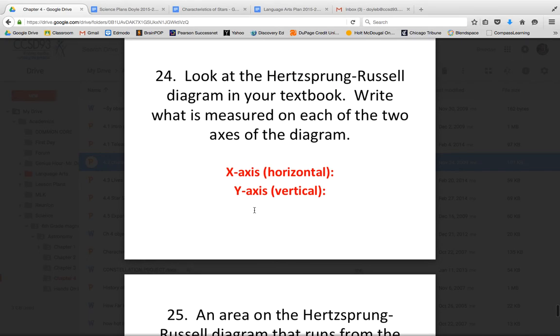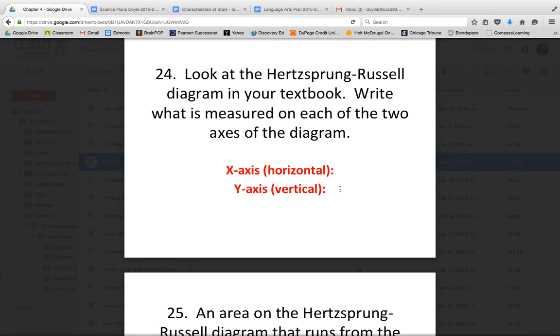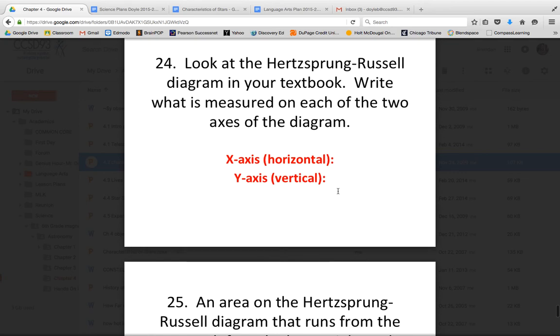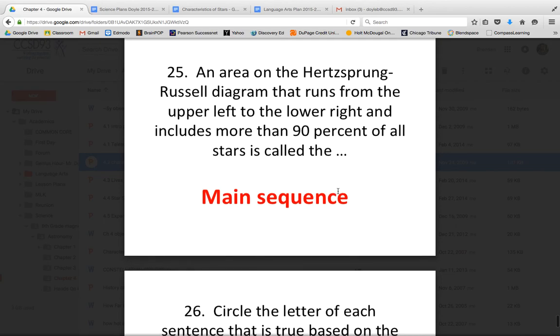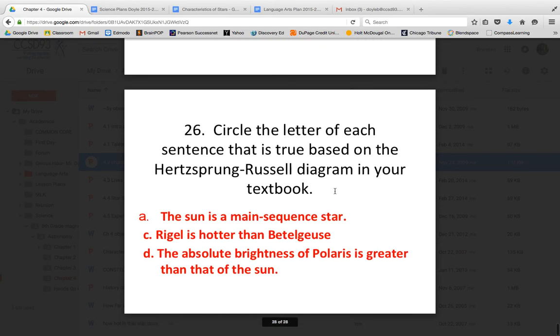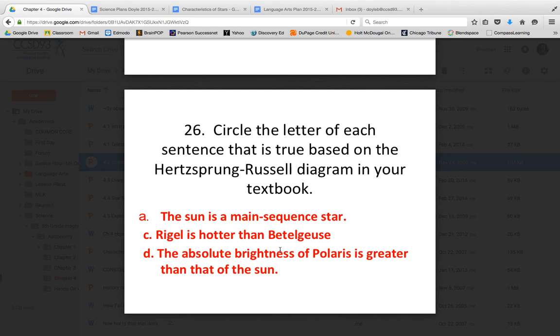Let's see, I guess I don't have the answers there. The x-axis would be the temperature, and the y is the brightness, or it's brightness and temperature. I can't remember. 25 is main sequence. That's what most of the stars are in, main sequence. Let's see, 26. Sun is a main sequence star. Rigel is hotter than Betelgeuse. Absolute brightness of Polaris is greater than that of the sun.